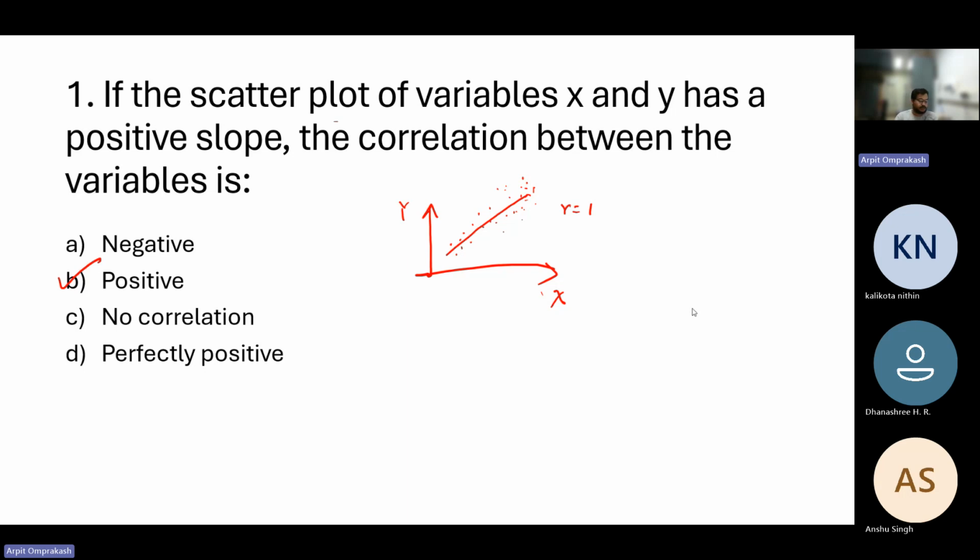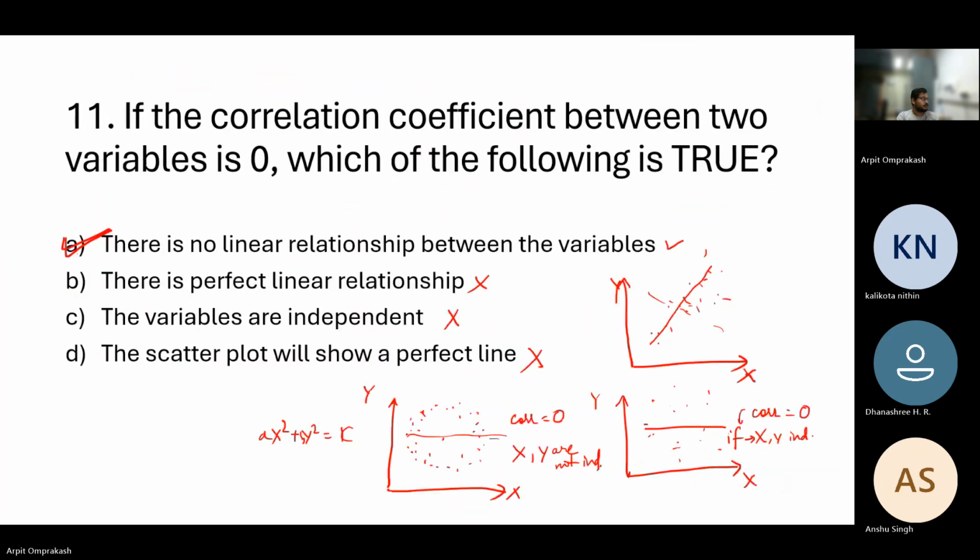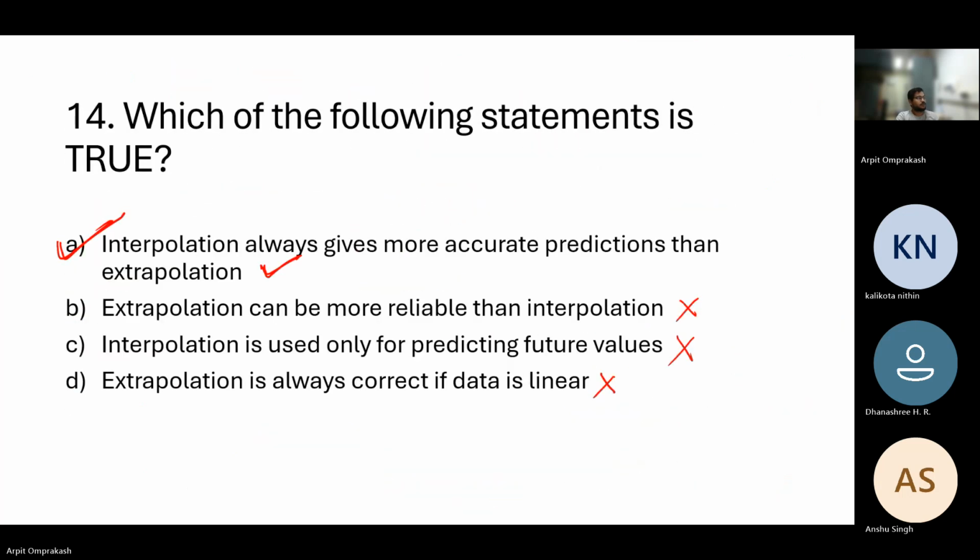Okay, so someone says question number 14. Which of the following statements is true? So, as we discussed, we'll talk about the incorrect ones first. So, extrapolation is always correct if data is linear. So, that is not true, right?